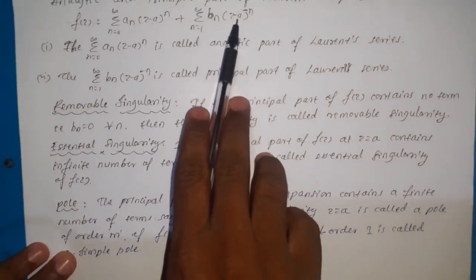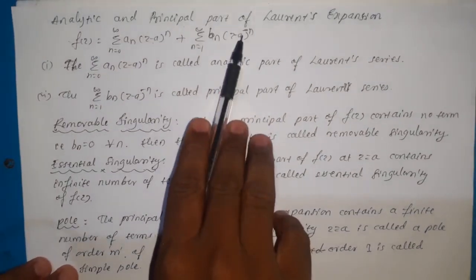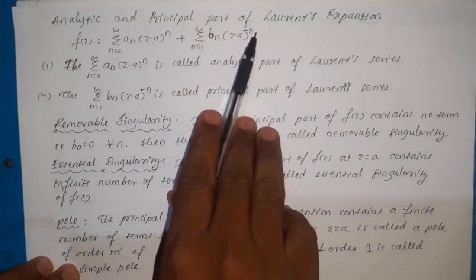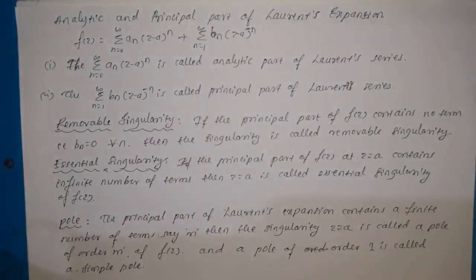Here number of terms in the principal part, here principal part means it should contain negative powers of z, (z minus a) whole power minus n, means if z is present in the denominator, those terms are called terms of the principal part. Means if z is in the numerator, then that should be considered as a term of the analytic part. If z is in the denominator, then that is a term of the principal part.